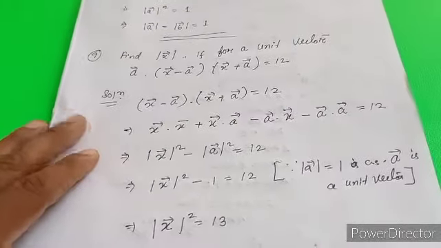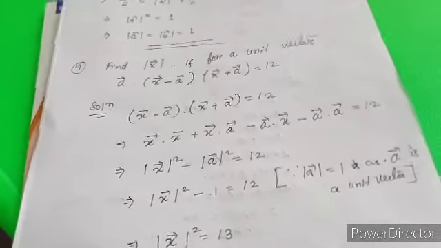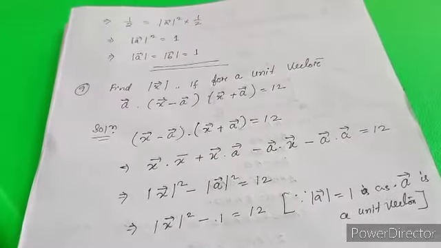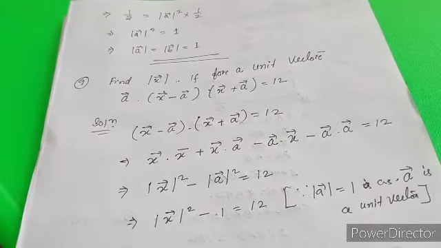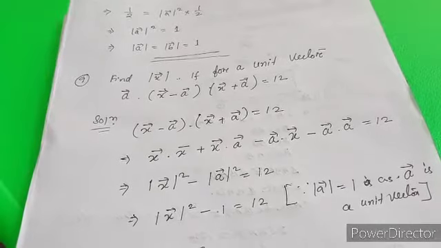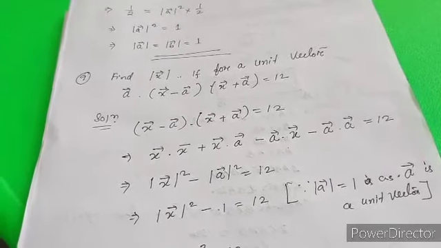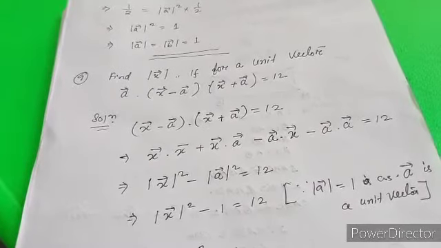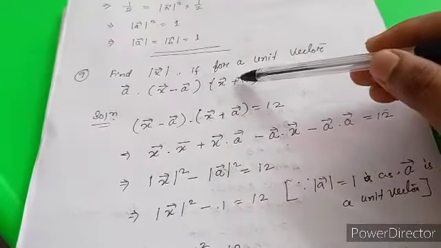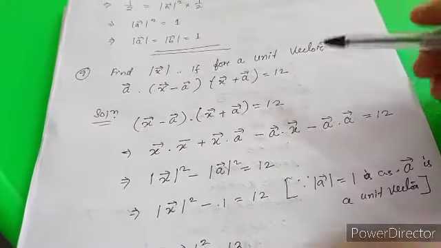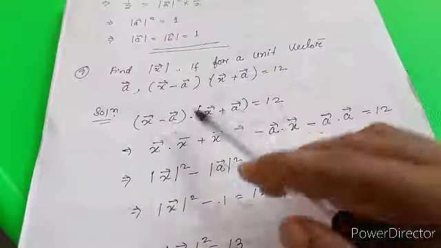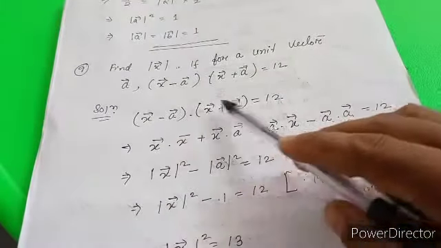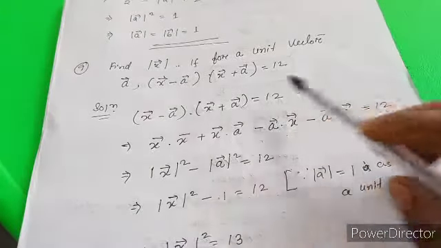Okay. The next question we are going to discuss is question number 9. This is also an easy one. Find modulus of x vector, if A is a unit vector. Whenever we know it is a unit vector, then the modulus of that particular vector will be 1. Now these terms are given. This is a comma, this is a separate one. x dot x vector, x dot a vector, a vector dot x vector, and a vector dot a vector.